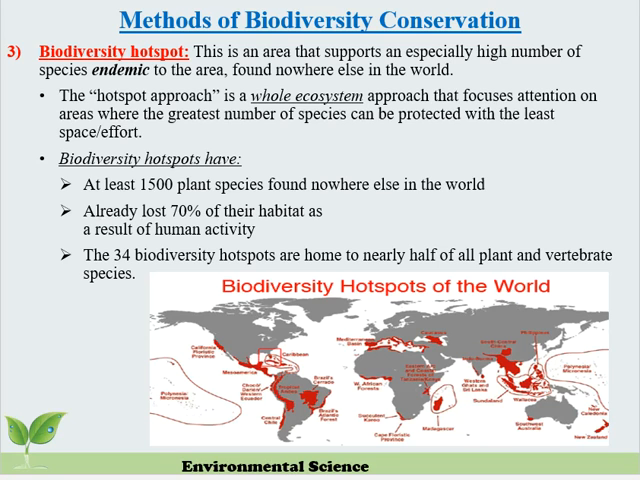This third type is called biodiversity hotspot, okay? This is an area that supports an especially high number of species that are endemic. Okay, so make sure you understand what endemic means. Endemic means that they're species that are found nowhere else in the world.